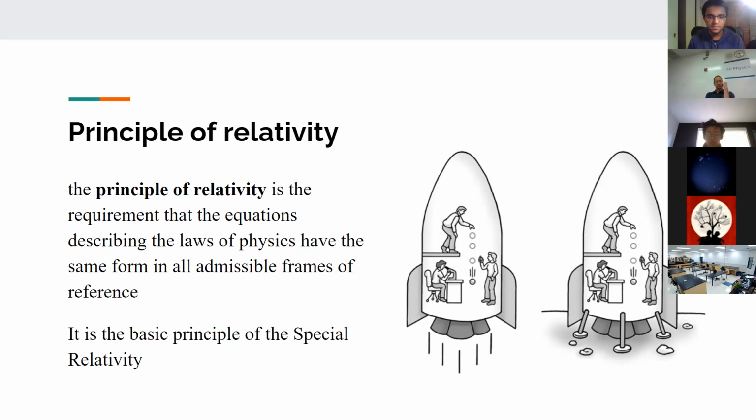Another basic theory you might have heard about is that the light speed is a constant, but it can also be explained through the principle of relativity, because the light speed is a constant no matter which reference frame you are in.